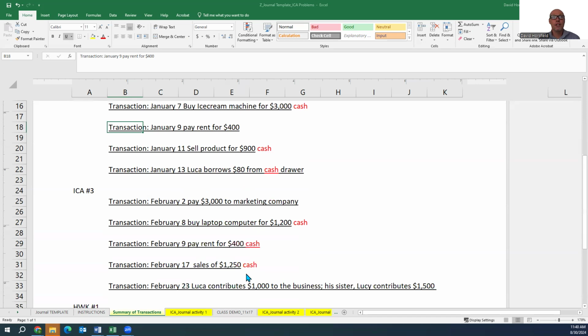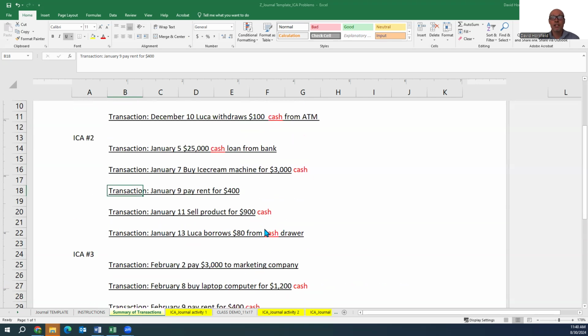Come down to another set of transactions. On February 2, Luca paid $3,000 to a marketing company. February 8, Luca bought a laptop computer for $1,200 in cash. What you'll notice and highlighted here is cash, cash, cash.